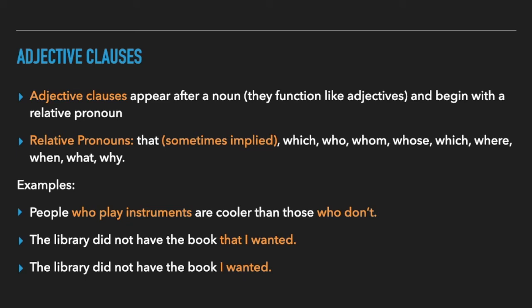In the next example, I repeated this example twice to show the implied that, which can be left out of the sentence. So in the second example here, we have, the library did not have the book that I wanted. You could just leave the that out if you choose. And we could have written it as is shown in the third example, the library did not have the book I wanted. So it's still an adjective clause, it's just that the that is implied. And another quick tip, whenever you have a that clause, you'll never put commas around it.